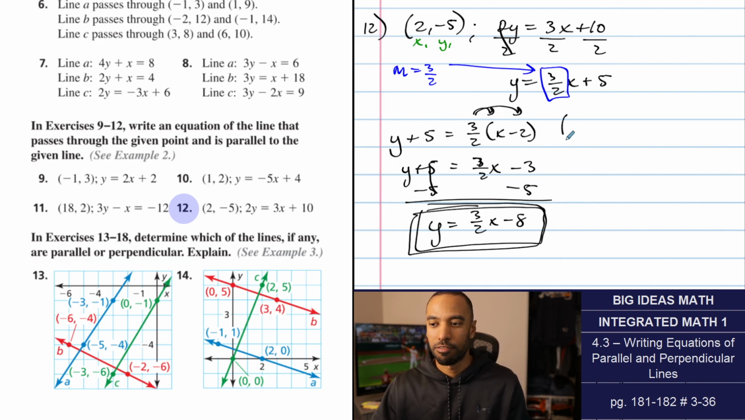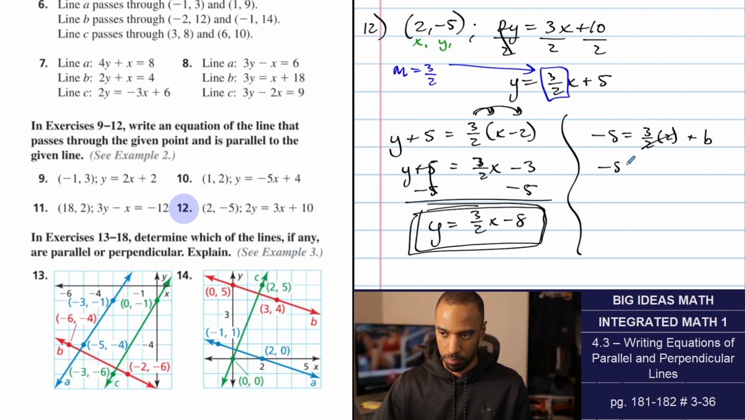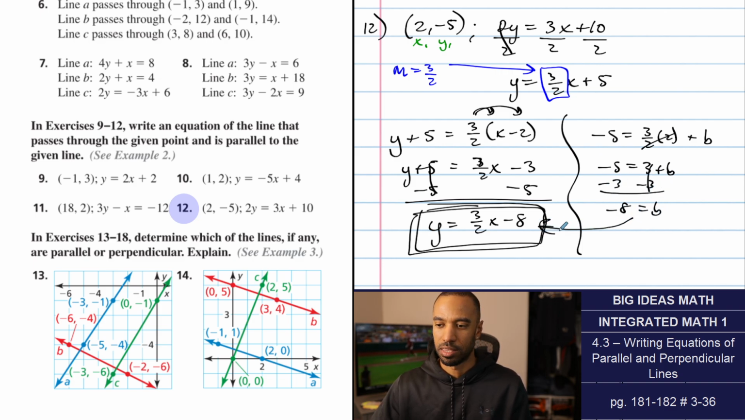The alternative, I'll show it, but I'm going to go super fast on it. You substitute negative 5 for y and 2 for x. You get 3/2 times 2. Solve for b. 2/2 is 1. Negative 5 equals 3 plus b. Subtract 3, you get b equals negative 8. And then you can write that into your equation there.